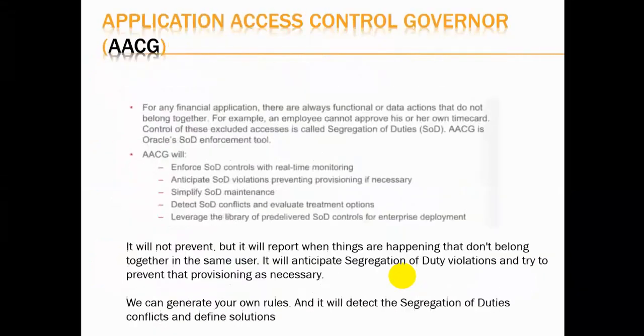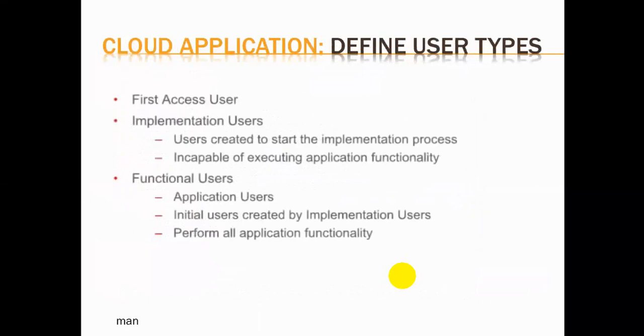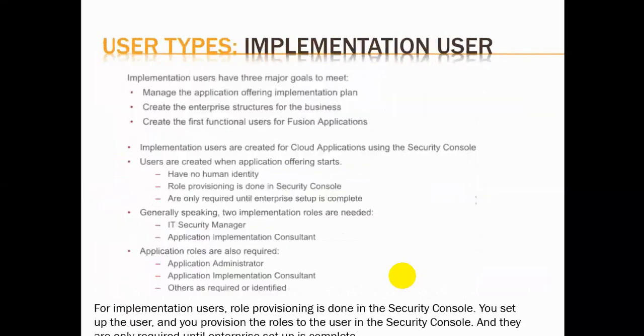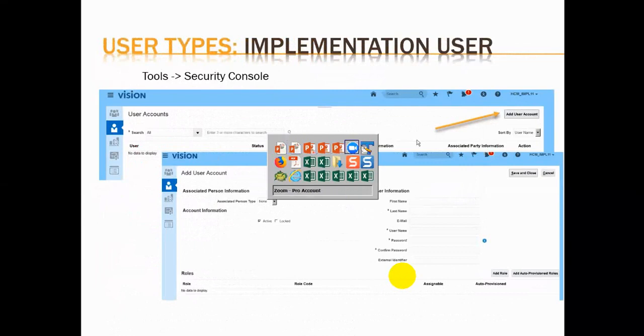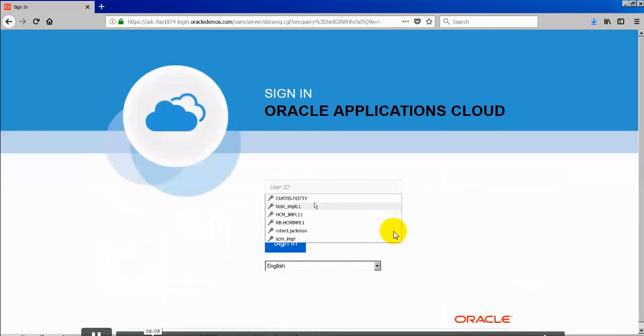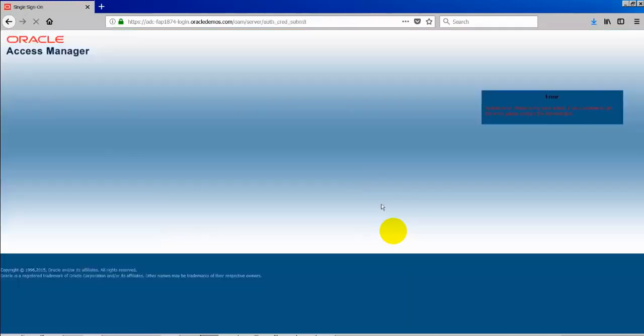So I think we had discussed all these things yesterday, last week. So we have the first access user, then we create the implementation user, and we have seen how to create the implementation user. We went to the security console and added a user account, and we created one user account yesterday with rb.hcm under hcm impl1. We have created an implementation user.